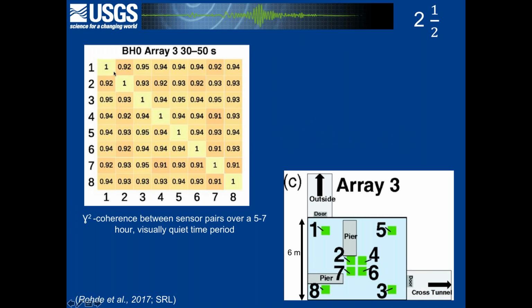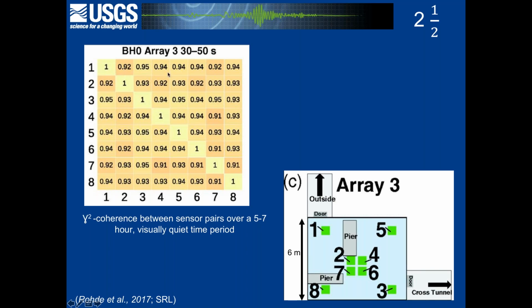So what this diagram is showing is the gamma squared coherence, basically a measure of how similar these signals are between two sensors over a 5 to 7 hour visually quiet period. This is a symmetric matrix. Here, you're just looking at the coherence of the sensor with itself, so it's all one. But here, for example, you're looking at the coherence between sensors 1 and 2. And you can see that the coherence for all of these are quite high.